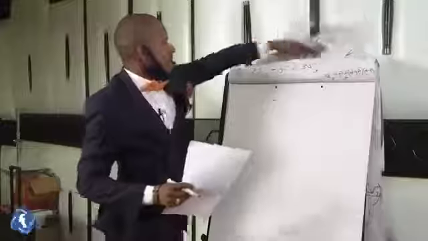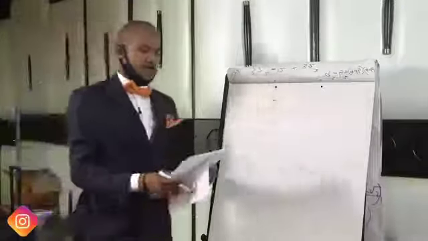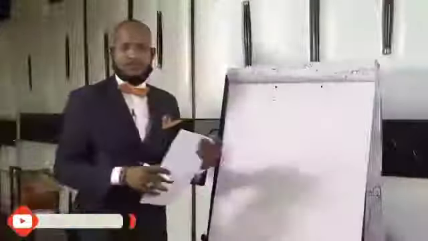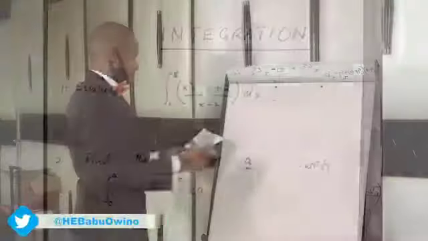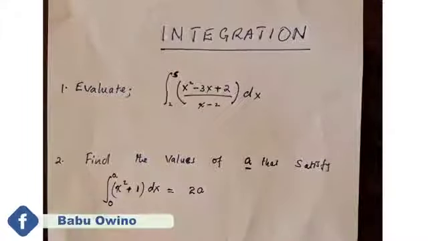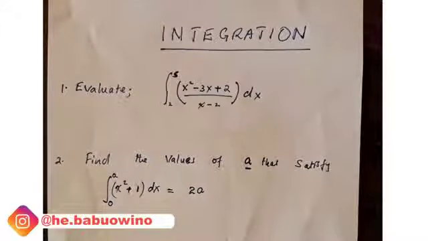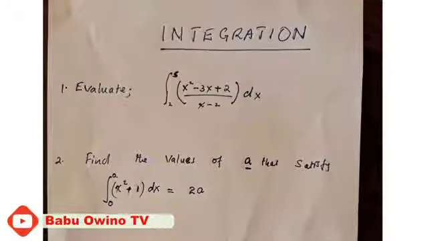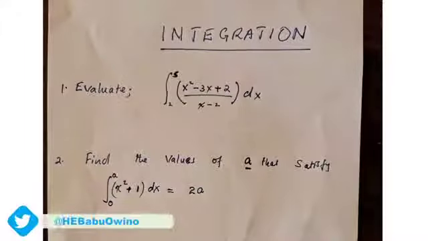Then our last question is on calculus, which is integration. Most people, they don't go well with calculus. Calculus is one of the easiest. So, question number 11, you are told to integrate. This sign means integration with the limits of 5 and 2. Integrate x squared minus 3x plus 2 divided by x minus 2 with reference to dx.